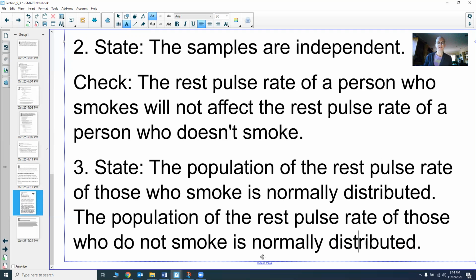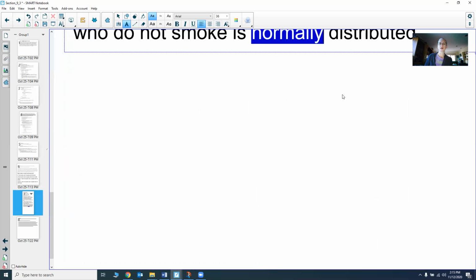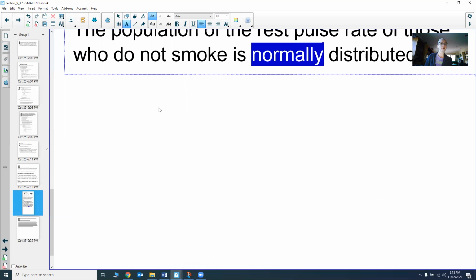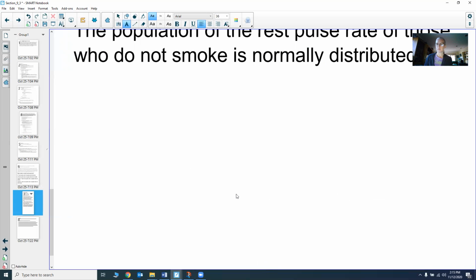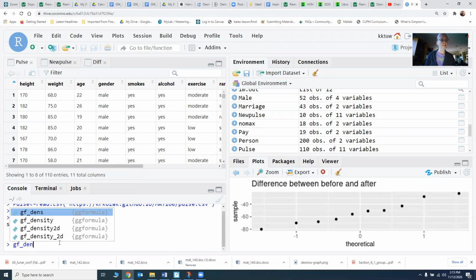Okay, so now we go check that one. And again, we check that one using R. I'm going to do a normal quantile plot and a density plot. So we're going to come over here. I'm going to go ahead and do a GF density.